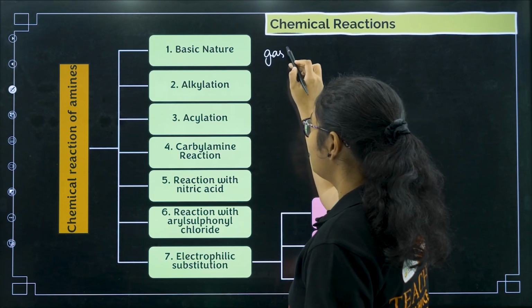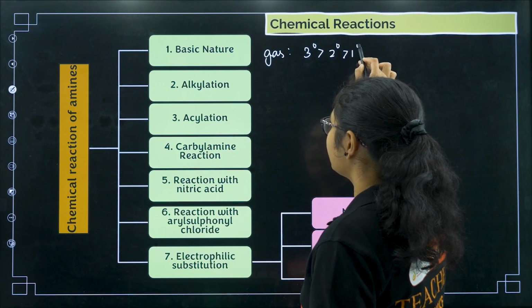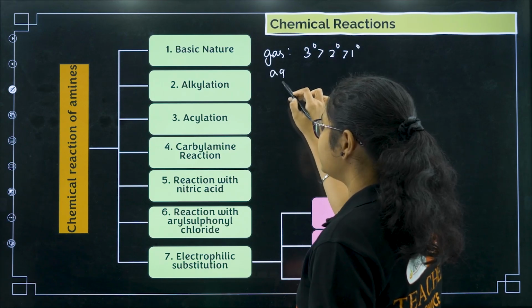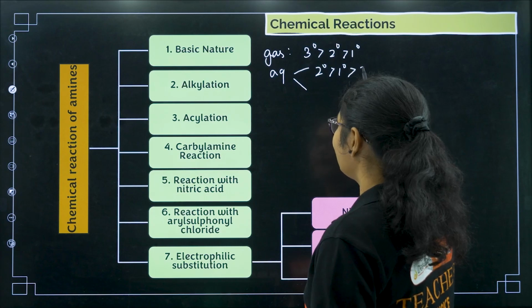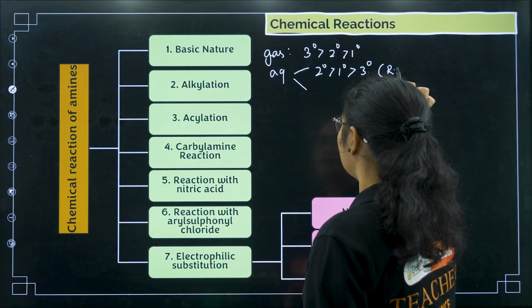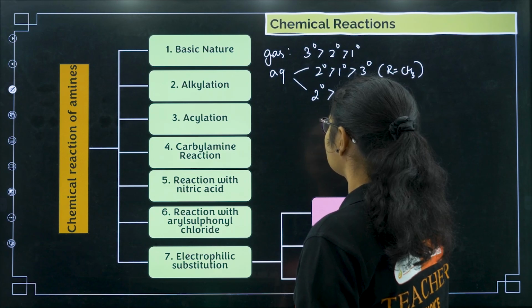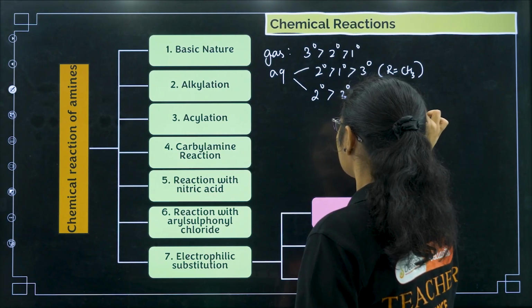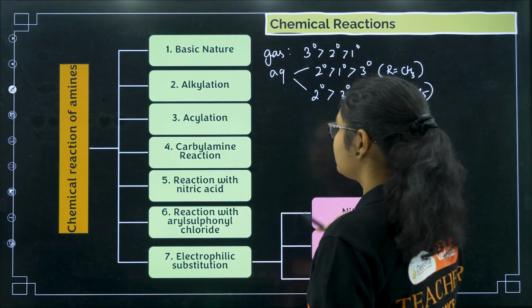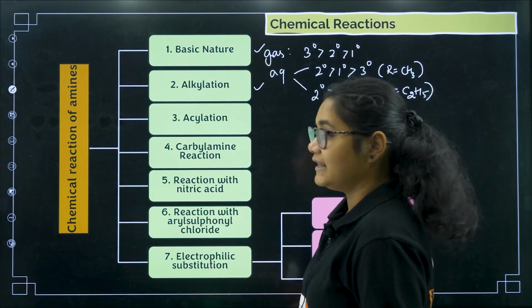In gaseous medium, what is the order of basicity? 3 degree, 2 degree and 1 degree. But in aqueous medium we have two things: 2 degree, 1 degree and 3 degree for R equal to methyl group, and 2 degree, 3 degree and 1 degree for R equal to ethyl group. Clear? Basic nature. Then alkylation.